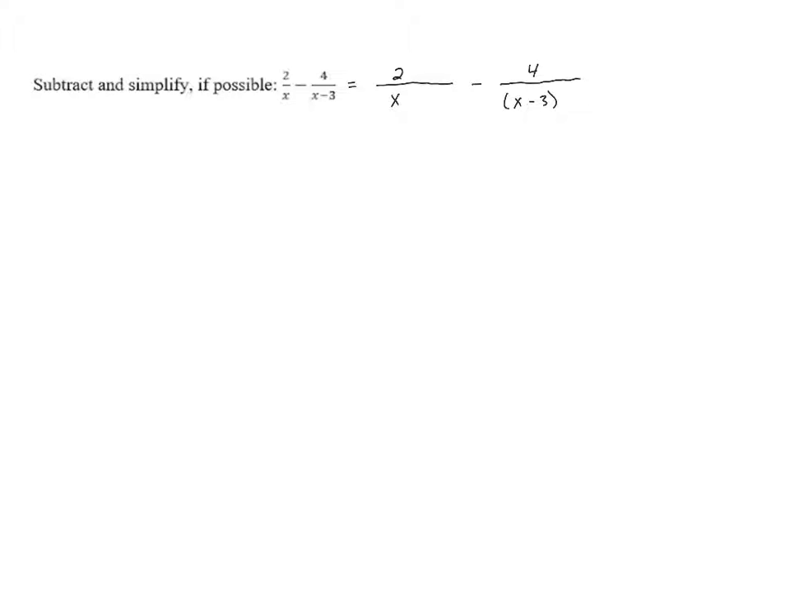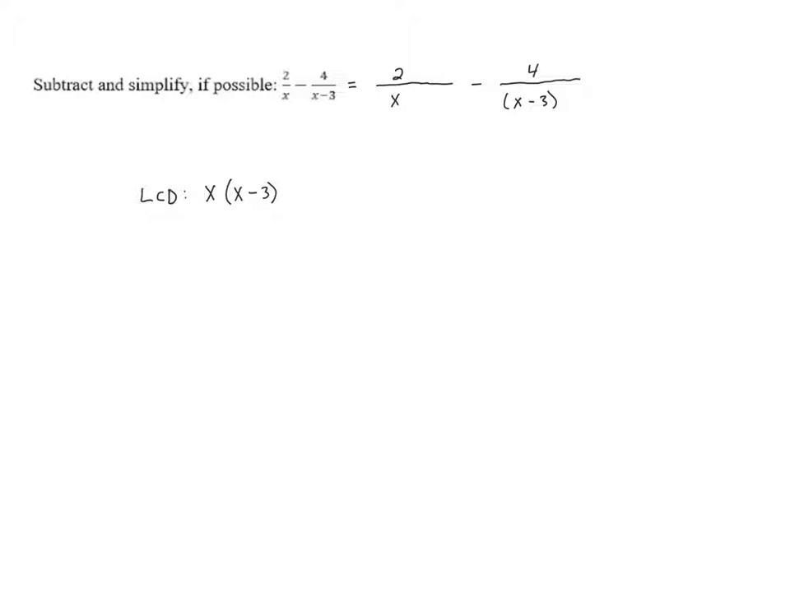Now we need to find a least common denominator here, and we know that the LCD is going to contain all of the factors from each of the denominators. In this case, one of the factors, if we look at the first denominator, is x, so we know that the LCD has to contain an x. If we look at the second denominator, there's a factor of x minus 3, so we know that the LCD also has to contain an x minus 3. And in this case, those are the only factors in either denominator. So our LCD is just going to be the product, x times x minus 3.